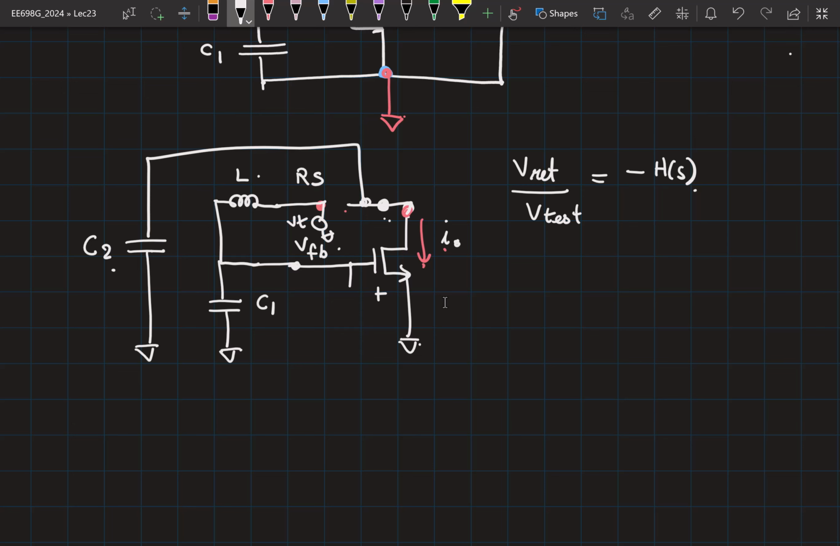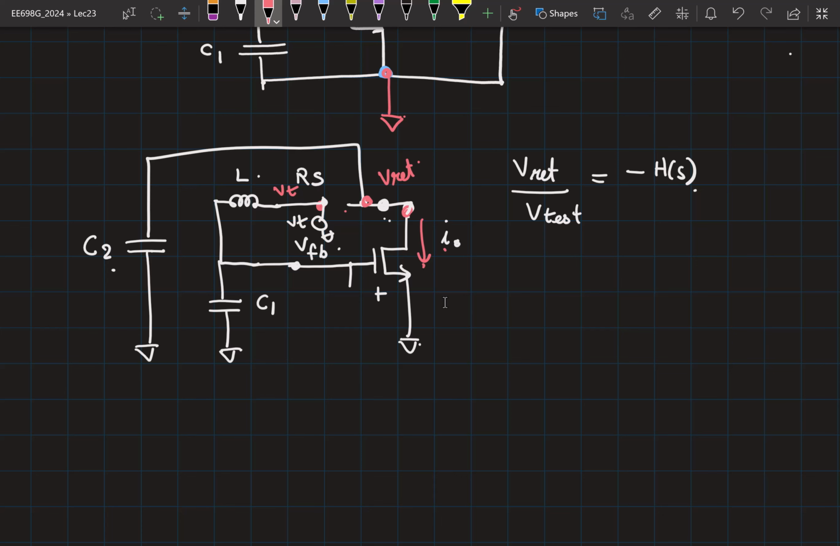MOSFET is acting as a current source. GM into VFB. All of that current is flowing through C2. And the voltage across the current source can be anything. We can think about it. That will be fixed at VT. This node is fixed at VT, right? And you need to find out the voltage here. Okay. Right. And this voltage is now developed across C2.